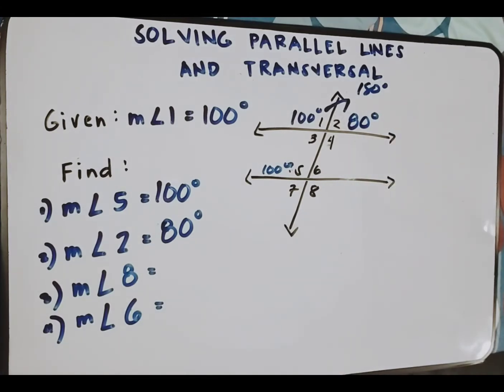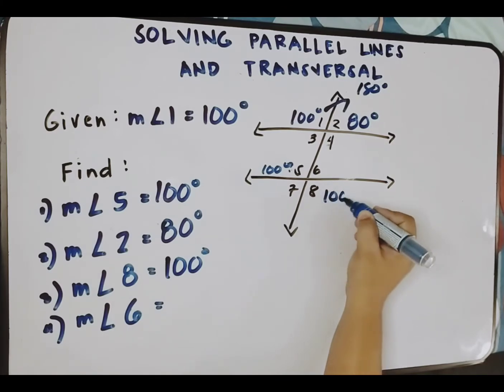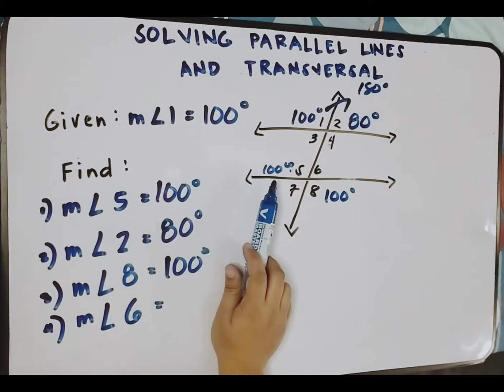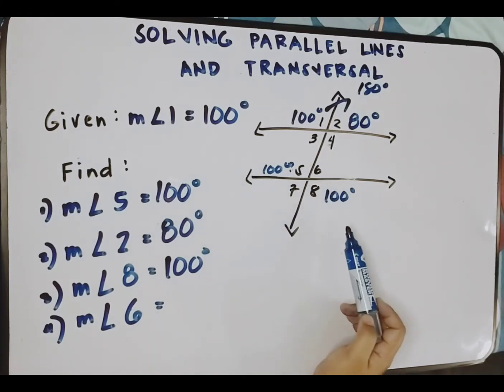Okay? Next, what is now the measurement of angle 8? So, angle 8 and angle 1, they are now alternate exterior angles. And again, alternate exterior angles are congruent. So, same measurement, therefore, angle 8 is also 100 degrees. Actually, kahit hindi ka na mag-base kay angle 1, pwede na kay angle 5. Kasi diba, si 5 and 8 vertical angles. So, dapat congruent din sila. Diba?